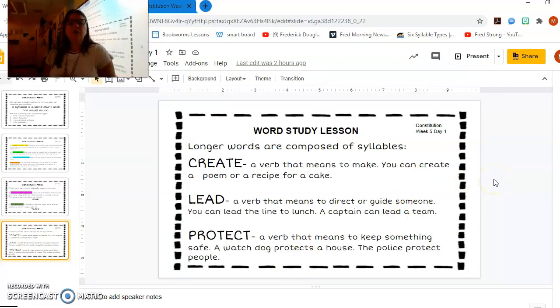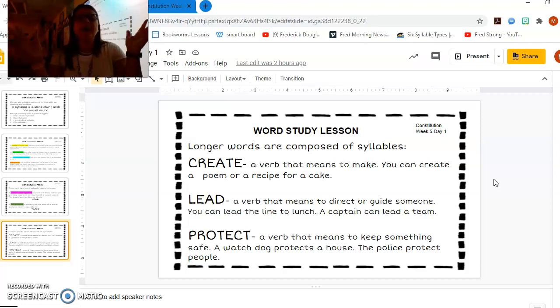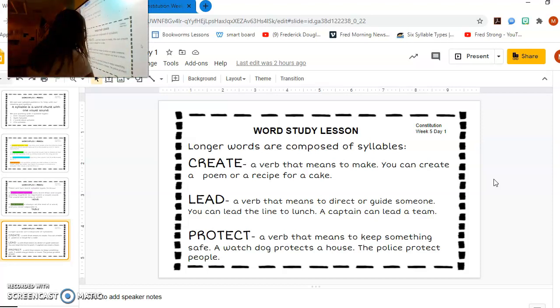All right, so let's look at these words. Longer words, we know, are composed of more than just one syllable. First word, we have create. What word? Create. Create is a verb that means to make. You can create a poem or a recipe for a cake, right? My class created poems with Miss Elsie last week. You guys were creating. Let's see how many syllables we have in the word create. Create. Very good. So there are 2 syllables.